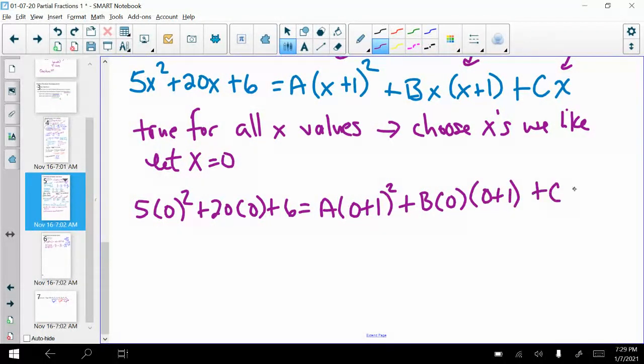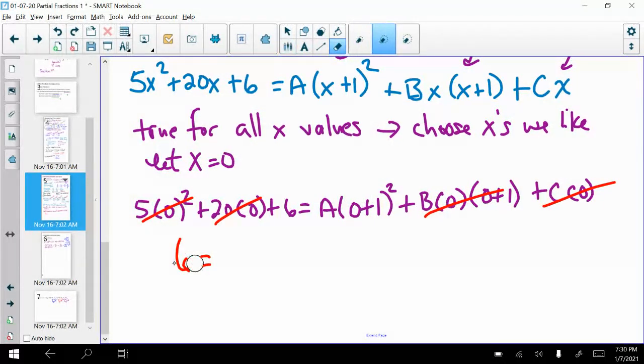Once you show your plugging in, then of course it's easier to see that this term is going to go to 0, and this term is going to go to 0, this term 0, this term 0, which leaves us 6 is equal to, whoops, I wanted to change back to that other color. Sorry, let me get my eraser.